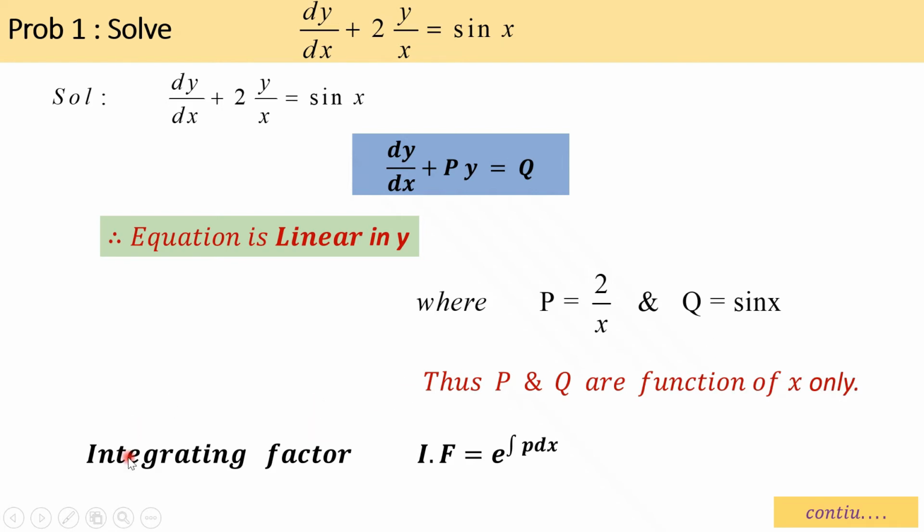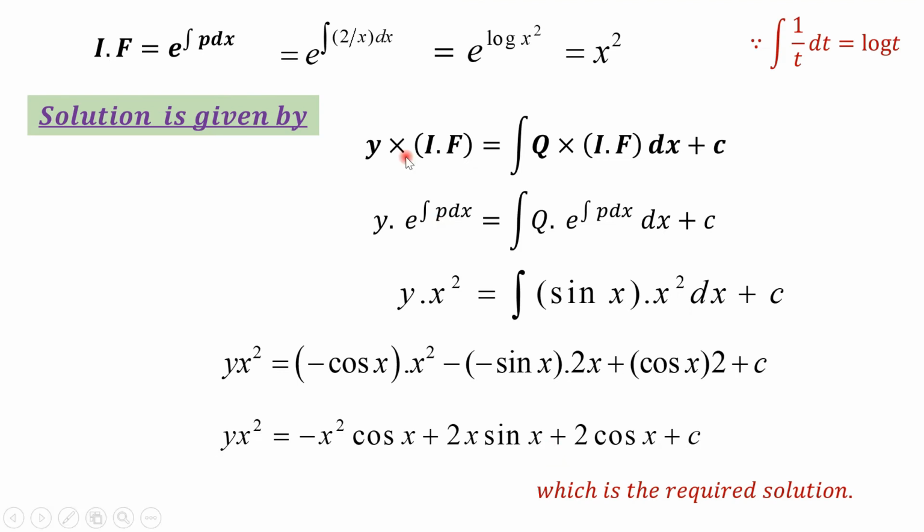Thus the integrating factor, that is I.F., will be equal to e to the power integral of p dx. Substitute the value of p from the previous slide over here, that is 2/x dx. Now integrate it. Integration of 2/x with respect to x is log x squared. e and log get cancelled, remaining is x squared.